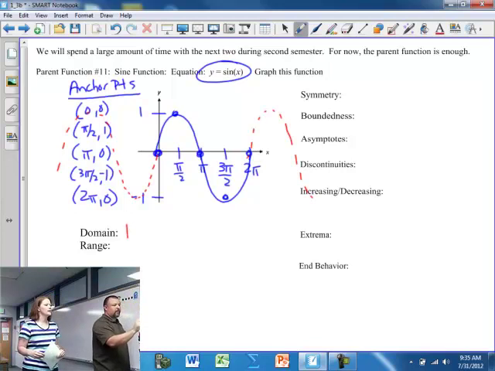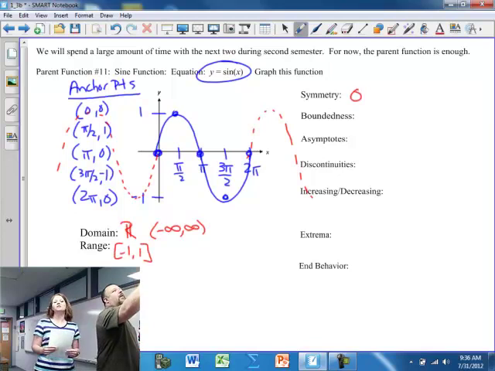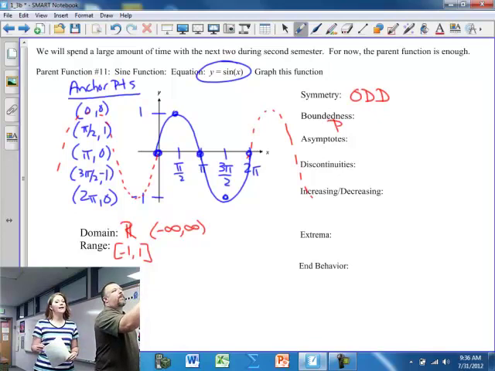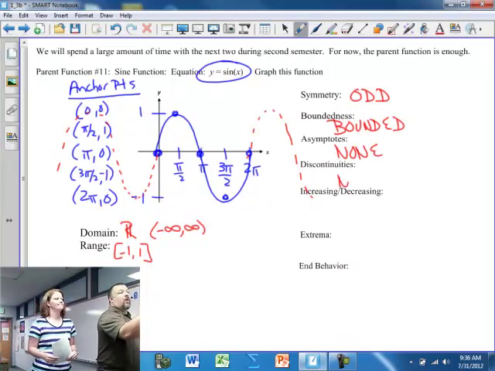So the domain is really from negative infinity to infinity, or all real numbers. The range is going to be from -1 to +1, including both. The symmetry, since it goes through the origin and you could rotate it, is odd. It is bounded, meaning above and below. You could just write bounded. There are no asymptotes. There are no discontinuities.